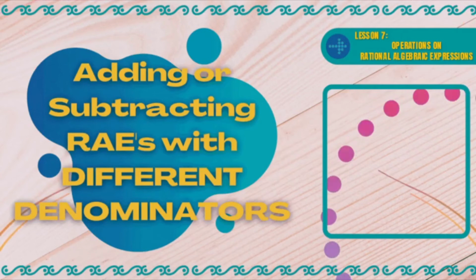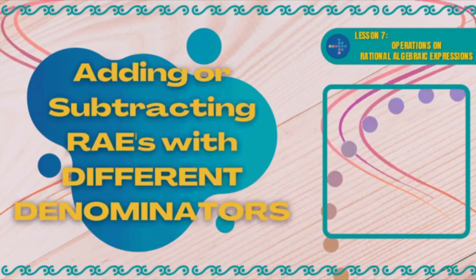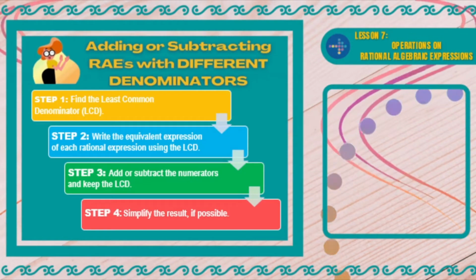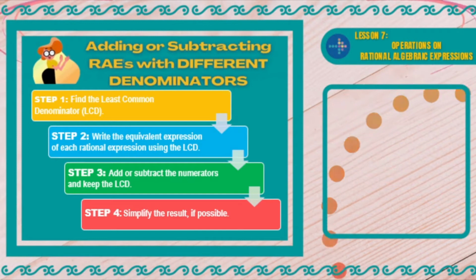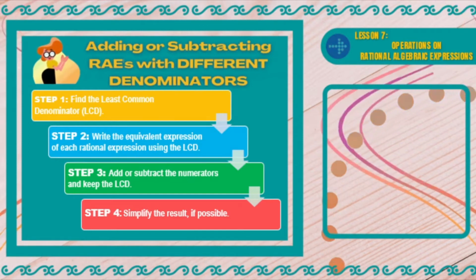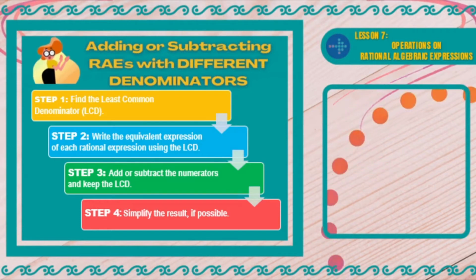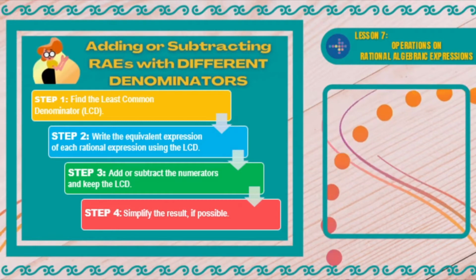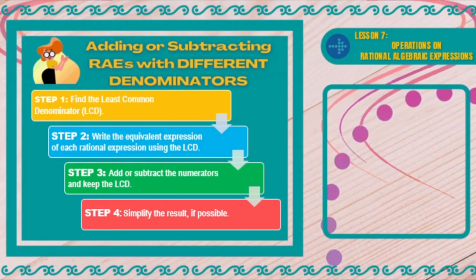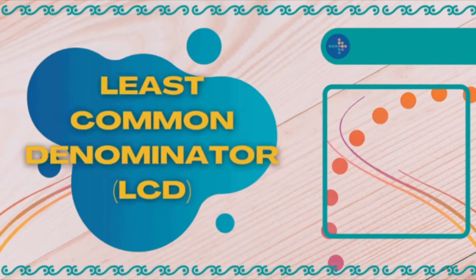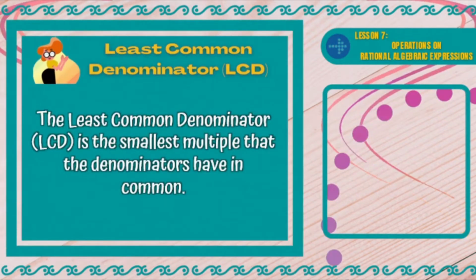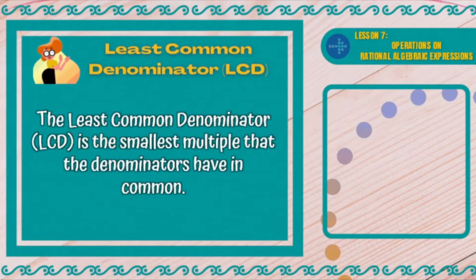So, how about adding or subtracting rational expressions with different denominators? So, number 1, we need to find the LCD or the least common denominator. Number 2, write the equivalent expression of each rational expression using the LCD. Then 3, add or subtract the numerators and keep the LCD. Then 4, simplify the result. So, the least common denominator or LCD is the smallest multiple the denominators have in common.